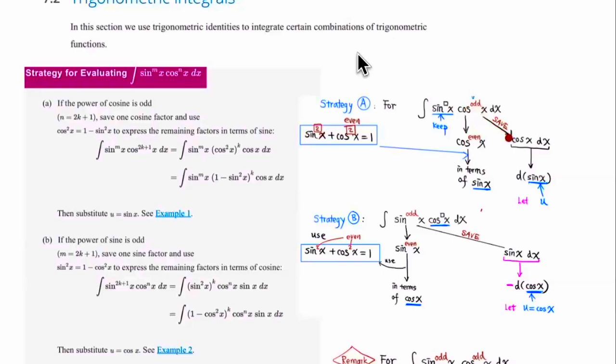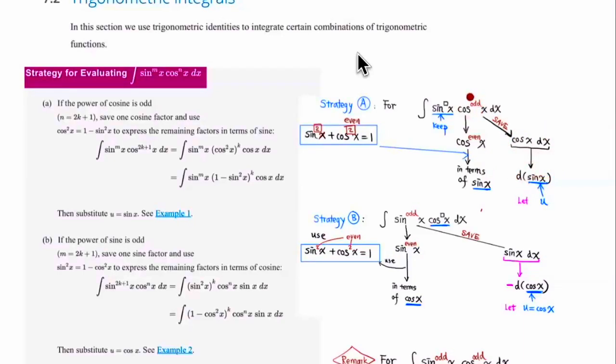You want to save one copy of this cosine x, so cosine x together with the dx. Then the remaining cosine of x here, you have an even power. Then we can use this trig identity to express that in terms of sine x. And what happens to this cosine x that you saved together with dx? That is going to change into d of sine x. Which means that if you let u be sine x, that is going to become du. Okay, so that's the trick.